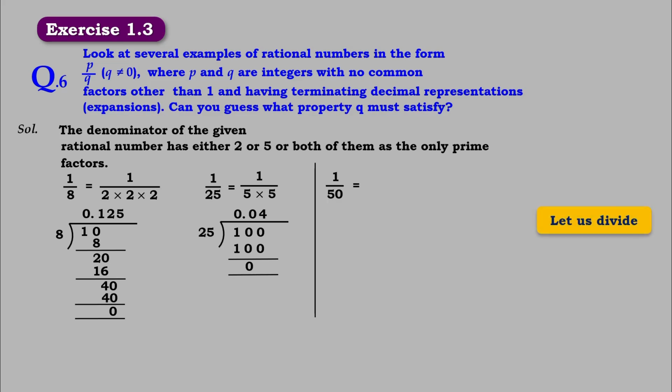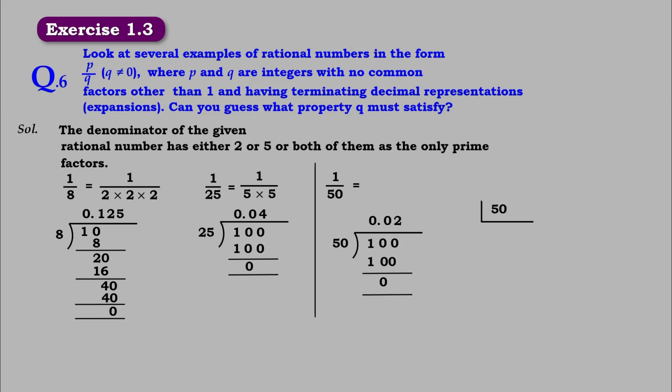Now in both of these cases, we found that for 1 by 8, the denominator has only factors of 2, and for 1 by 25, it has only the factor 5 in the denominator. Now 1 by 50. Let us do this division. So we got 0.02, and if we do the factorization of 50, we will get 2 into 5 into 5.